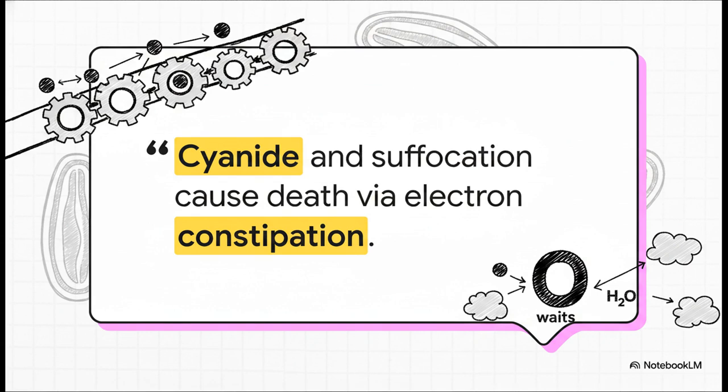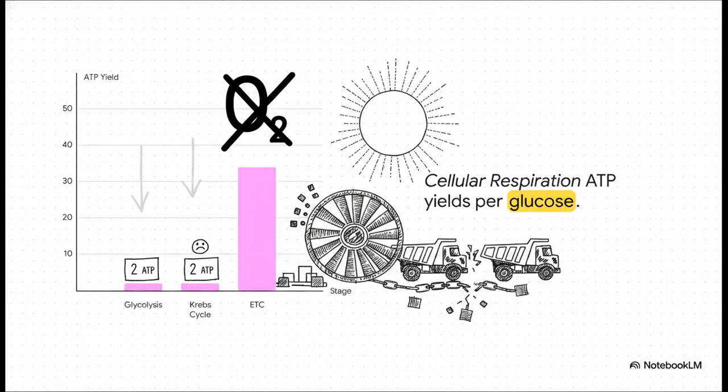Ha! You see, at the very end of that conveyor belt, those spent electrons need somewhere to go. They can't just pile up. So oxygen acts as the final electron acceptor. It patiently waits at the end of the chain, catches the electrons, grabs a couple of protons, and harmlessly forms water. Think about it. If you stop breathing, oxygen isn't there to clear the end of the belt.